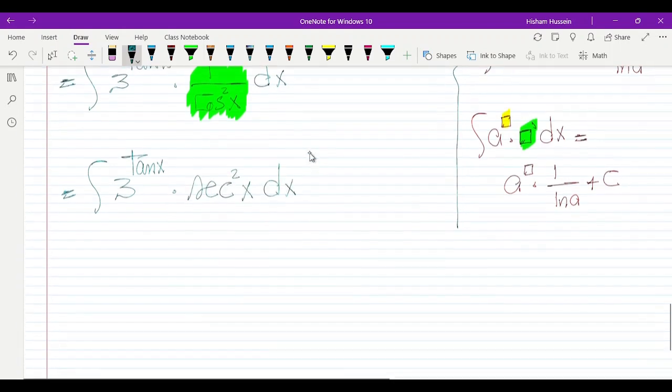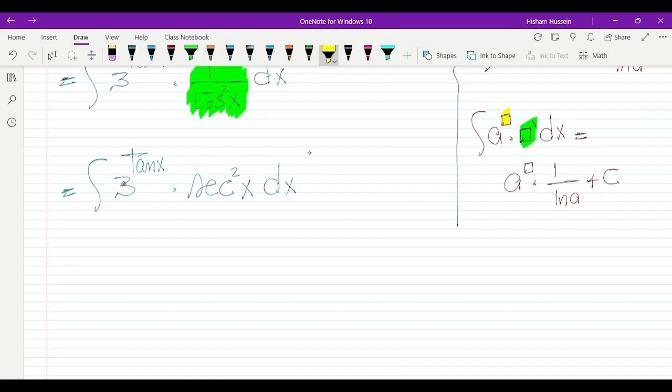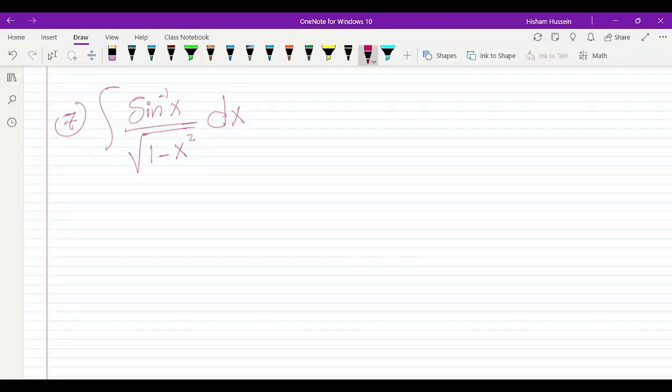Now we have main function, which is 3 to the power tan x. So tan x is the inner function, and the derivative of this inner function is sec squared x. So simply the integration of this function will be 3 to the power tan x times 1 over ln 3 plus c. Integration of sine inverse x divided by root 1 minus x squared.